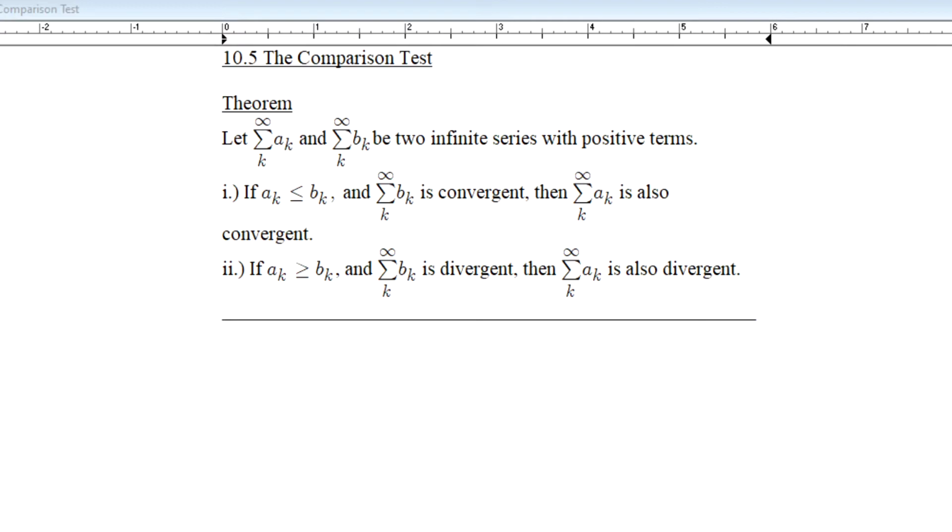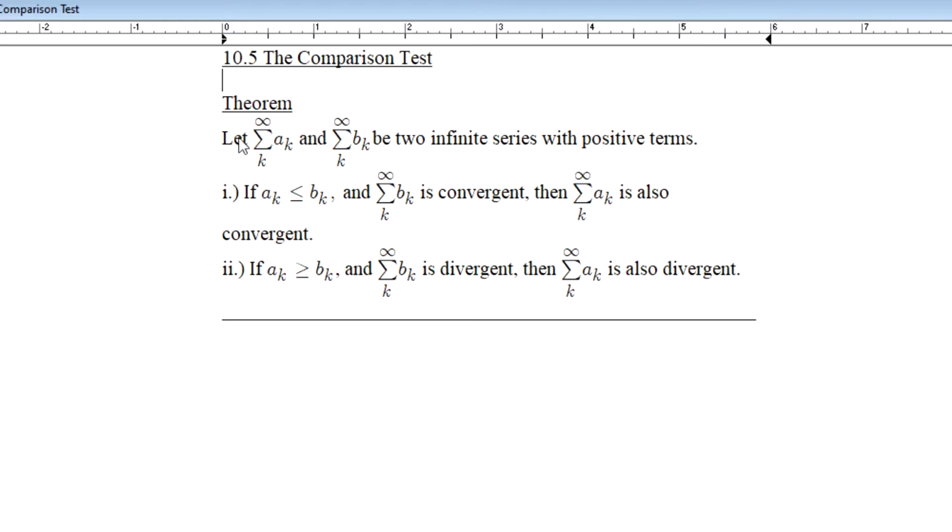10.5 actually presents two different cases for the comparison test. It presents what we call the comparison test, and it also presents what's known as the limit comparison test. That is the video that will follow this, folks. But right now, we're just going to spend the moment looking at just the comparison test. In either of the comparison tests that we're going to see, a big portion of the test is going to involve comparing a given infinite series to another infinite series where we happen to already know the behavior of this other infinite series that we're comparing to.